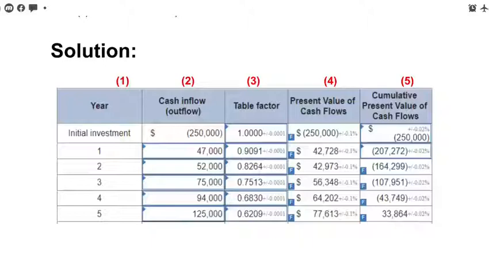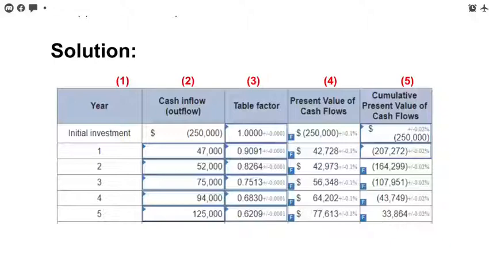And then for year 2, the way to do it is negative $207,272 plus 42,973. That is the year 2 item in column number 4. So you add the numbers. You will get negative $164,299. You have to do the same thing for every item in column number 5. And then you will see that at the end of year 5, the number that you can see here is positive 33,864. So it means that the net present value for this investment is 33,864.